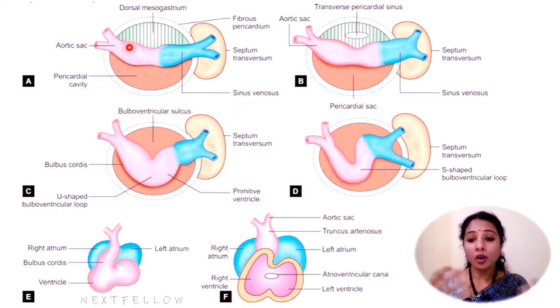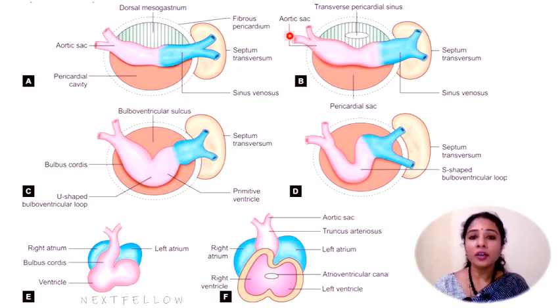So let's see how this heart tube will loop inside the pericardial cavity and form an adult heart. As the heart tube grows, it bends, forming a cardiac loop, which invaginates into the pericardial cavity. Here is the pericardial cavity. Initially this is the dorsal mesogastrium, and here is the pericardial sinus, which develops later. We can see the heart tube starts invaginating into the pericardial cavity.